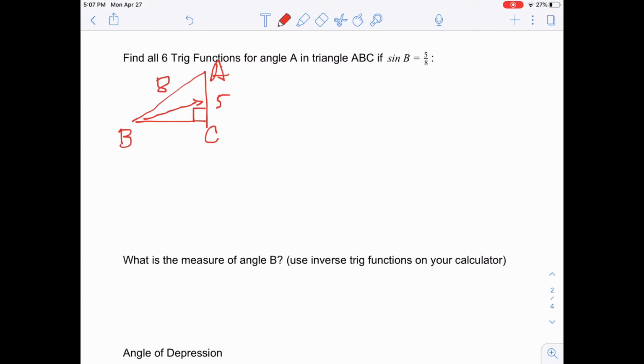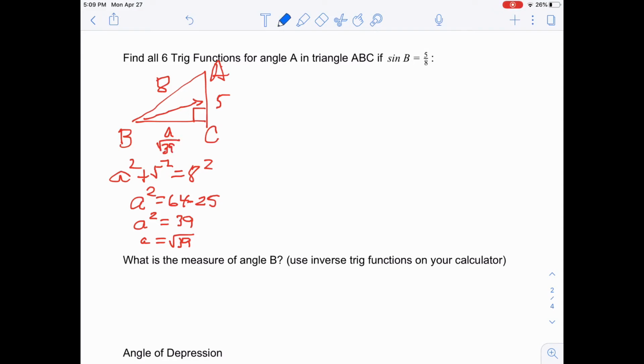Now, what's missing is this little side a. So let's go ahead and calculate that using the Pythagorean theorem. So a squared plus 5 squared is equal to 8 squared. So a squared is going to equal 64 minus 25. So a squared will equal 39. So a is just going to equal the square root of 39. Now it's plus or minus technically, but since it's the side of a triangle, we'll just use the positive.